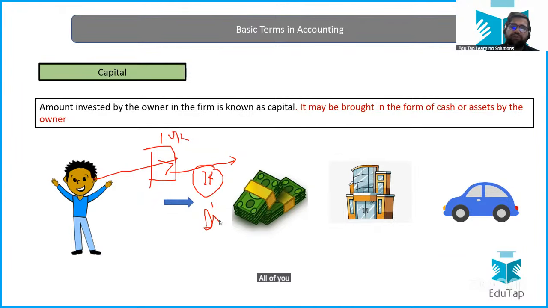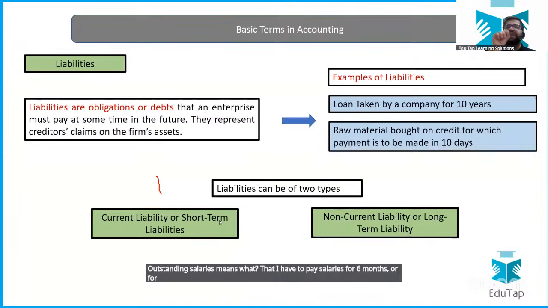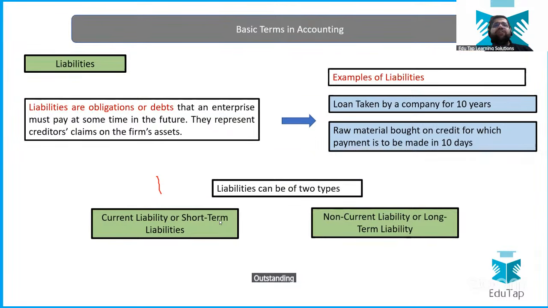All of you. Now, somebody was asking regarding outstanding. Outstanding basically means, in Hindi, there is one particular word, bakaya. Bakaya means what? That you are yet to pay. So I use the example of outstanding salaries. Outstanding salaries means what? That I have to pay salaries for 6 months or for 5 months. Outstanding salaries for 5 months. Outstanding salaries for 4 months. Outstanding salary for 1 month. This basically means that I am yet to pay the salaries for 5 months, 4 months or for 1 month, whatever the case is. So outstanding basically means that I have to pay this, I have not paid it yet.